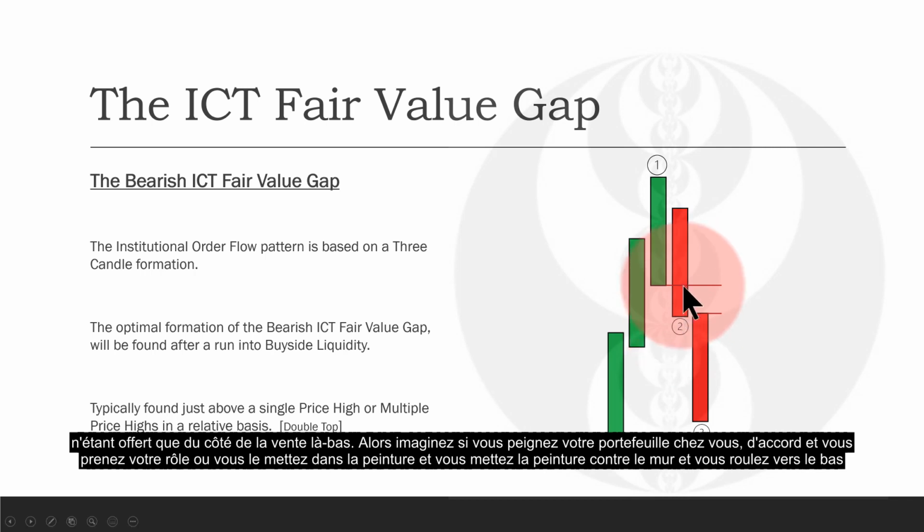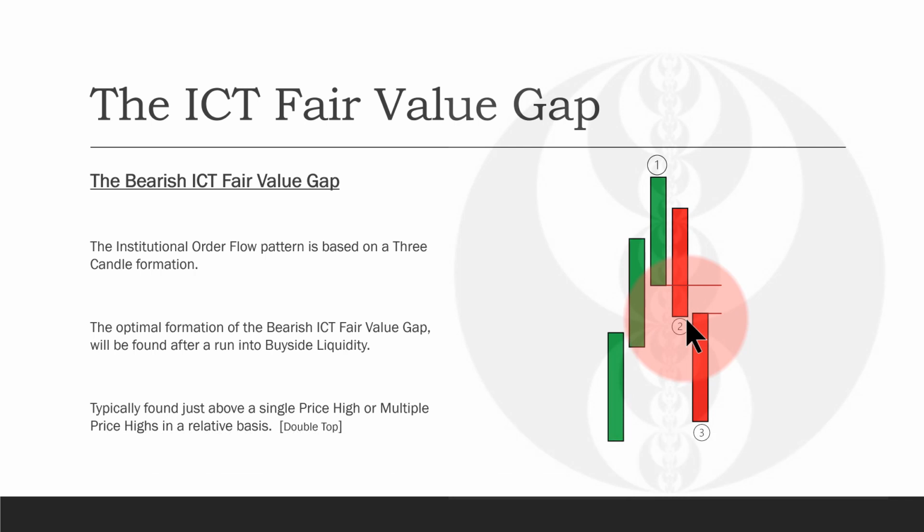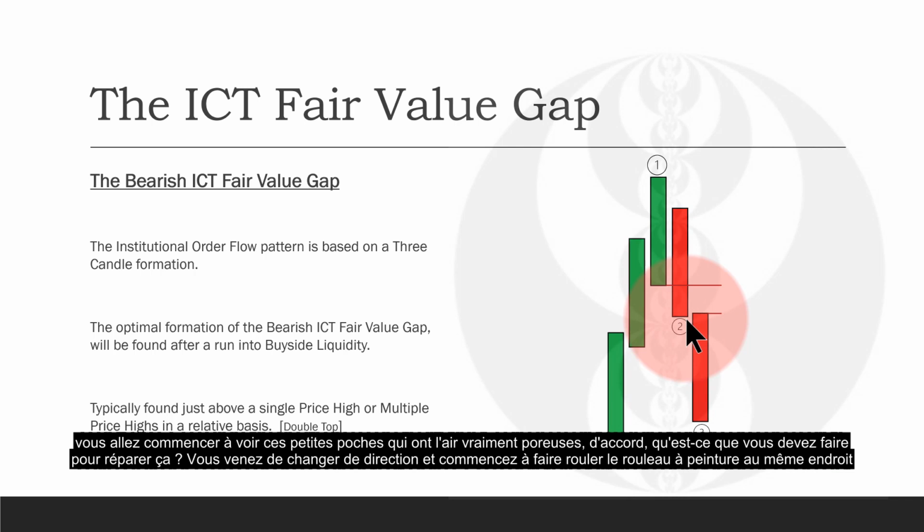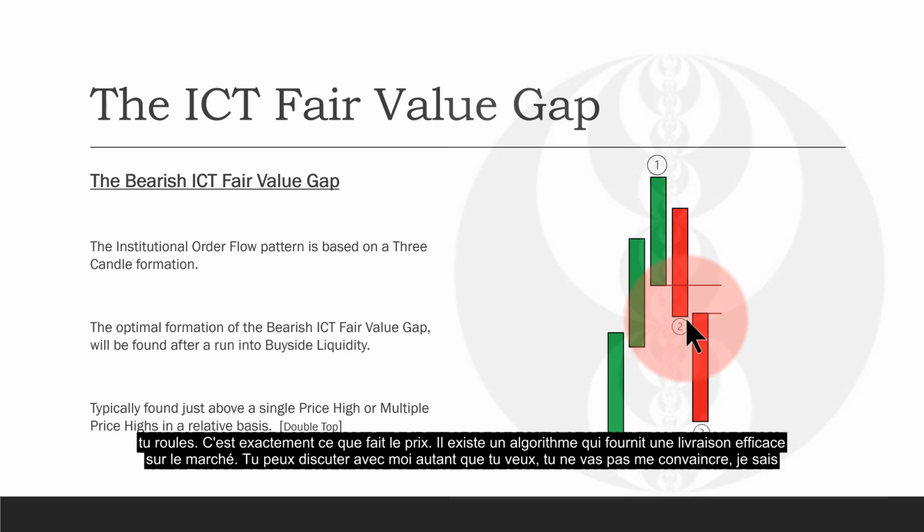So that little space that's occupied right there, what is actually occurring there is price is only being offered on the sell side. So imagine you're painting your wall at home, okay? You take your roller, put it in the paint, put the paint up against the wall, and you roll down. At first, the first foot or so, there's going to be an ample amount of paint delivered to the wall from your paint roller. But as you keep rolling down towards the floor, you'll start seeing little pockets that look really porous. What do you have to do to fix that? You just change directions and start rolling the paint roller back up, the same place you rolled down.